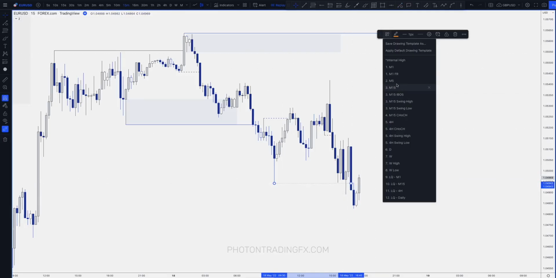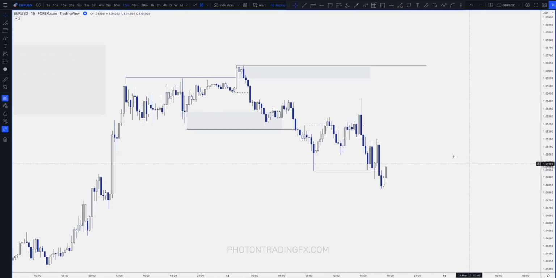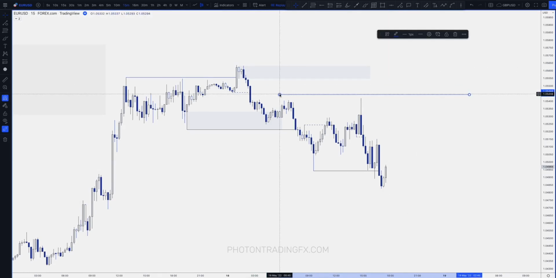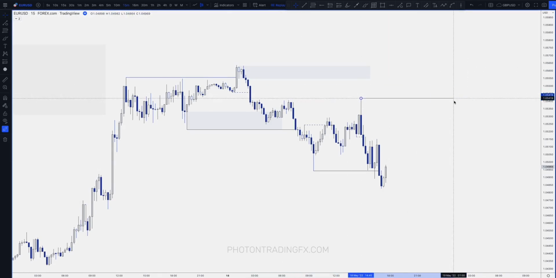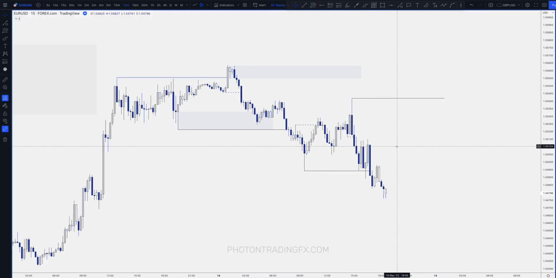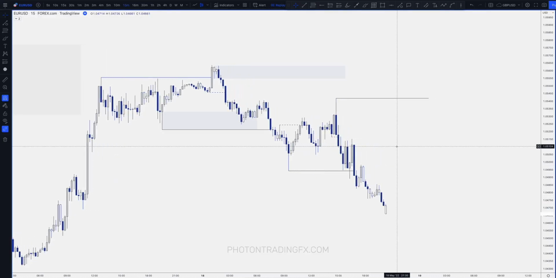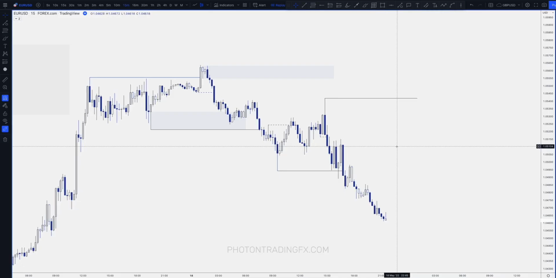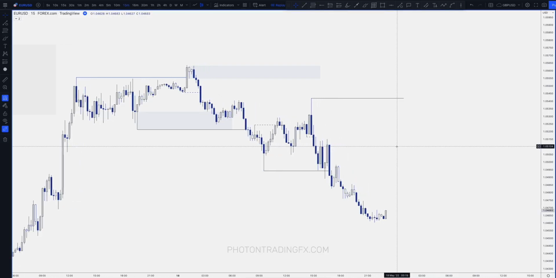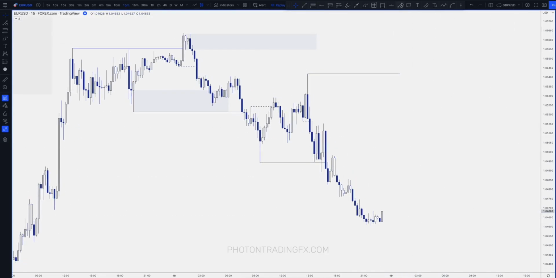Okay, let's just see quickly what happens after this now. So this would be our new swing high. Let's keep going for a little bit. So this is all just one swing leg down. Then we get a bullish change of character.